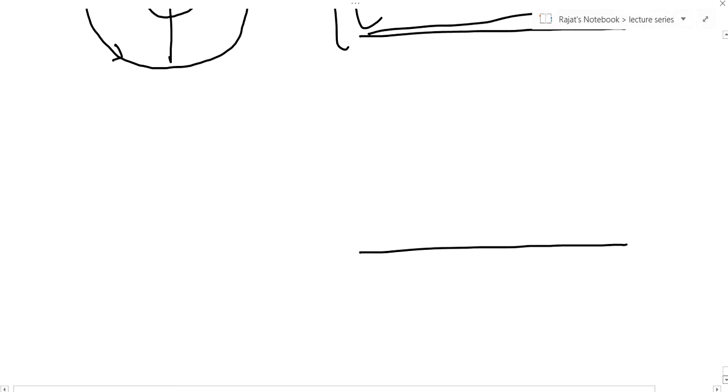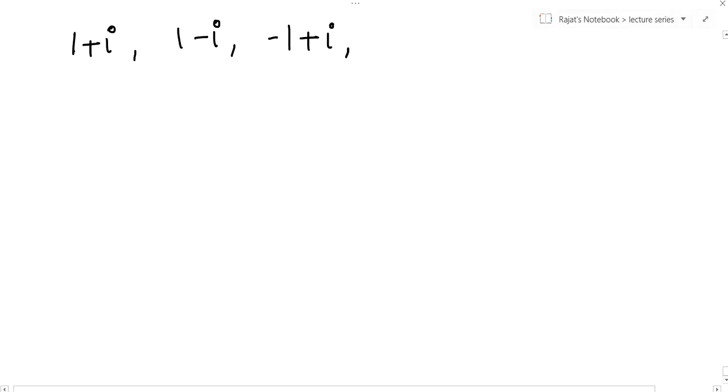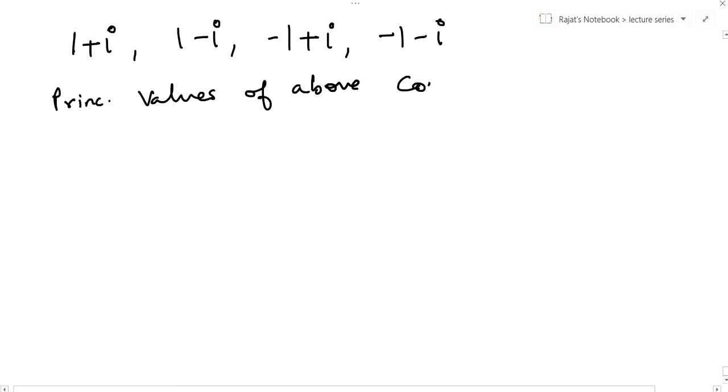Okay, let's take an example once again. Let's take the example that we took in the previous lecture: 1 plus i, 1 minus i, minus 1 plus i, minus 1 minus i. In the previous lecture we found the argument. This time we will find the principal value of the above complex numbers. So let's start. First is 1 plus i.